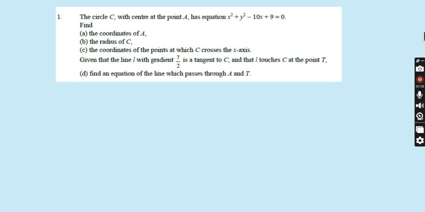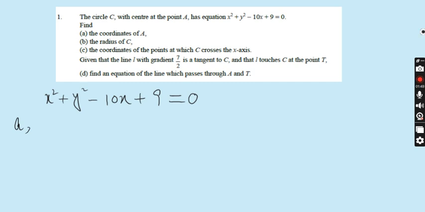The circle C with center at the point A has equation x square plus y square minus 10x plus 9 equals 0. Part A. Find the coordinates of A, that is the coordinates of the center.